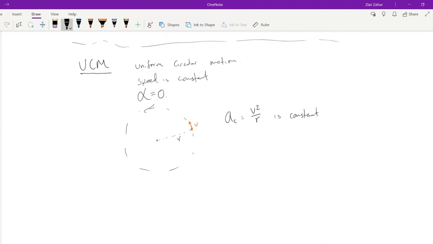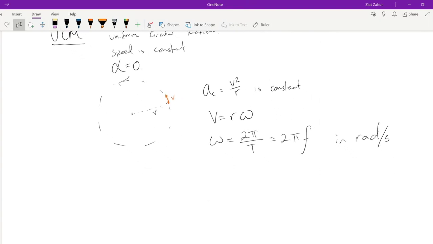Okay, recall things like v equals r omega. So this tangential velocity is equal to r times omega. Omega is measured in radians per second, which is equal to 2 pi over T, which is equal to 2 pi f, the frequency, in rad per second. And radian is not really a unit, remember, it's a percentage. Centripetal acceleration is an acceleration, so it's in meters per second squared.